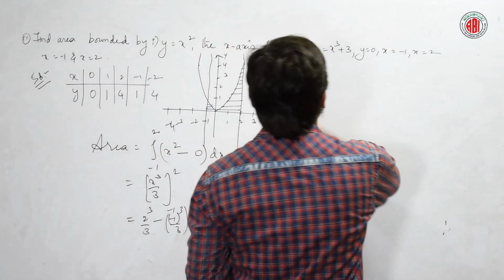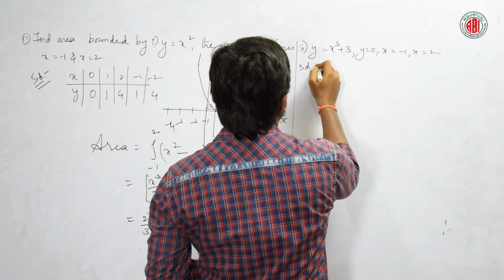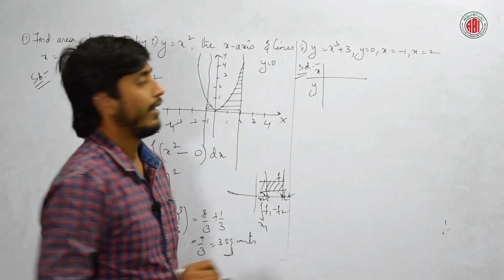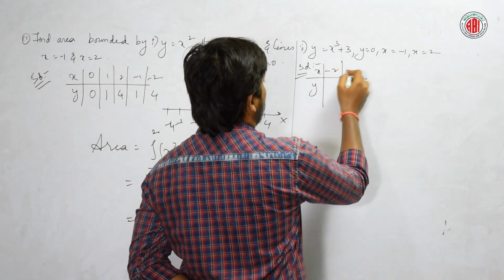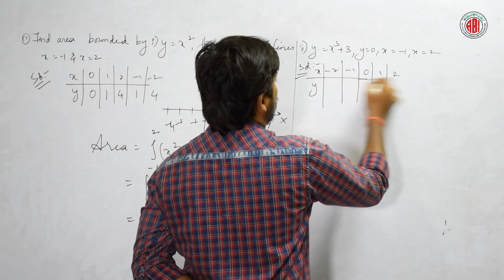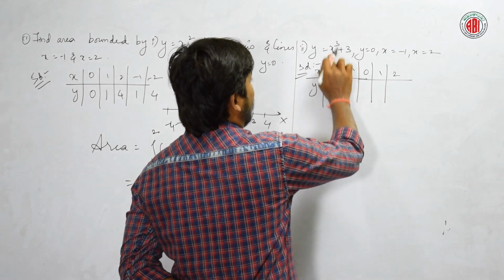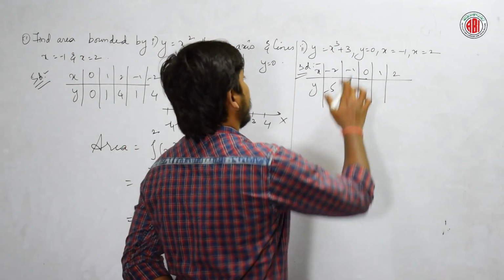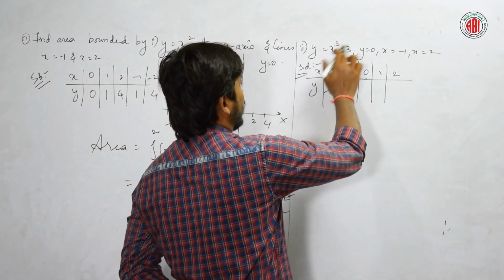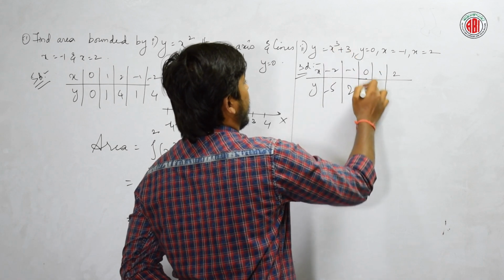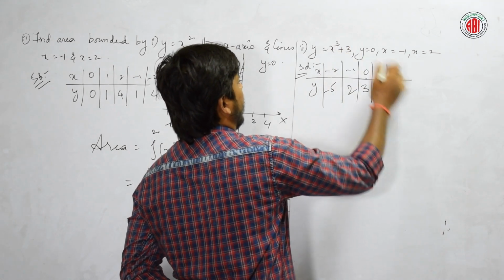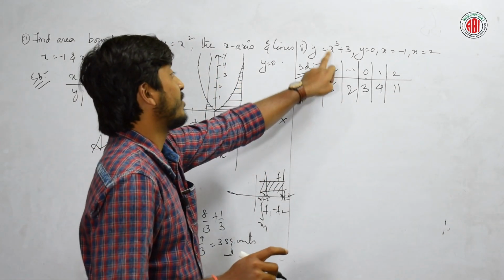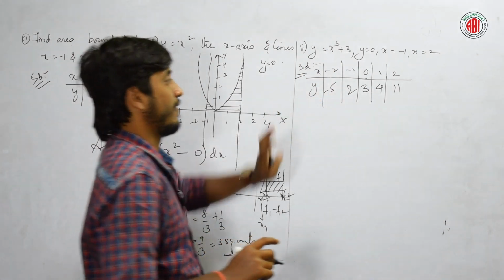Next, see here, y equal to x cube plus 3. So, again let us take different values of x and find the values of y. Let me substitute from minus 2, minus 1, 0, 1 and 2. Minus 2 cube is minus 8 plus 3. Is it right? Next, minus 1 cube is minus 1 plus 3. 0 plus 3, 1 plus 3, 8 plus 3. Clear? Once again, you have to check correctly. Minus 2 cube is minus 8 plus 3, which is minus 5.